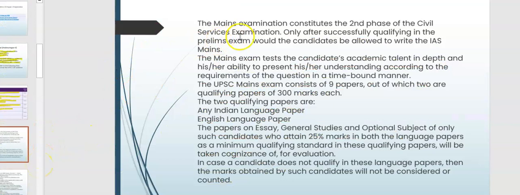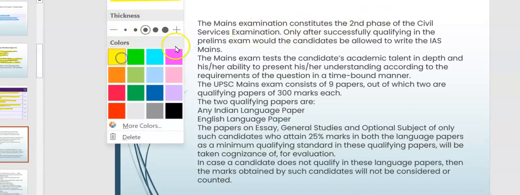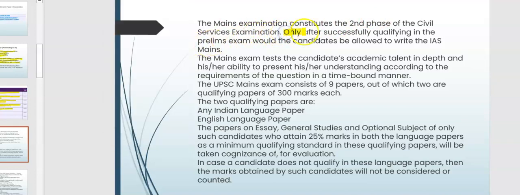The mains examination constitutes the second phase of the civil services examination. Only after successfully qualifying in the prelims exam would the candidates be allowed to write the IAS mains. Clear? Only after clearing prelims you would be eligible for mains. The mains exam tests the candidate's academic talent in depth and his or her ability to present his or her understanding according to the requirements of the question in a time-bound manner.